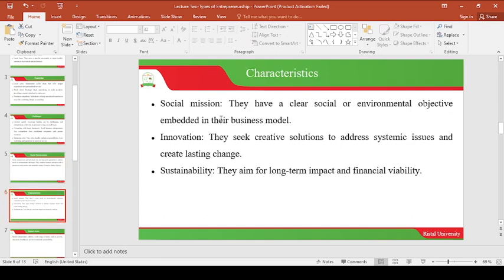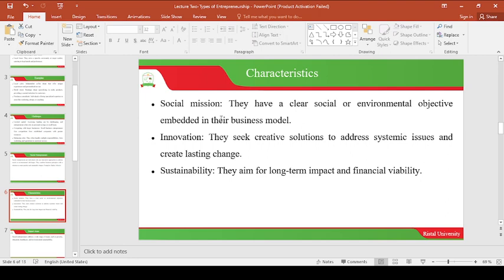Now, what are the characteristics of social entrepreneurship? One is the social mission. They have a clear social and environmental objective embedded in their business model. So, what is our mission as an institution? To make sure that the community gets what? Education. And that's what we are doing. So, it is under social mission.